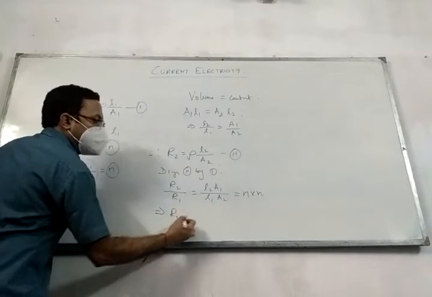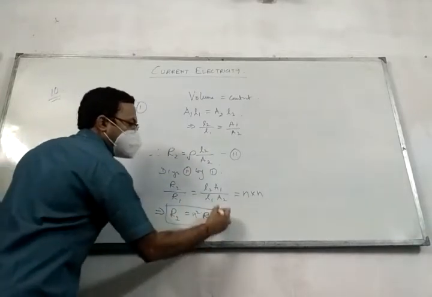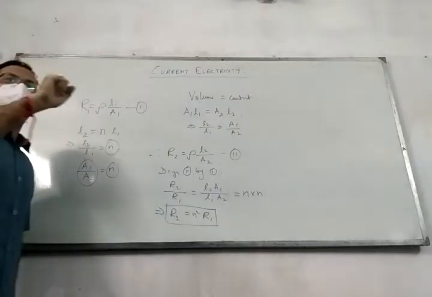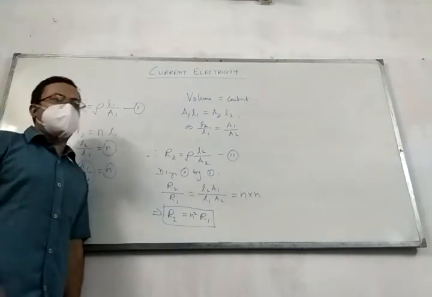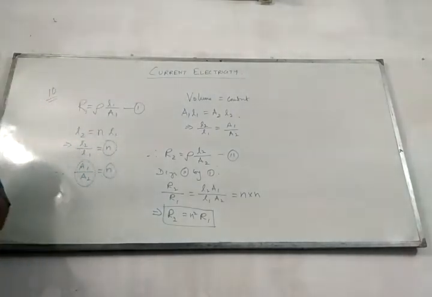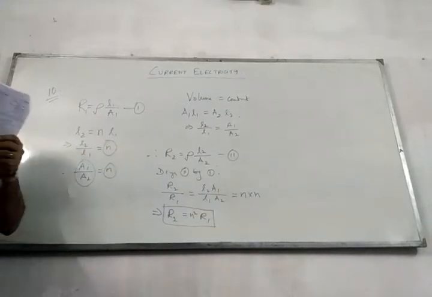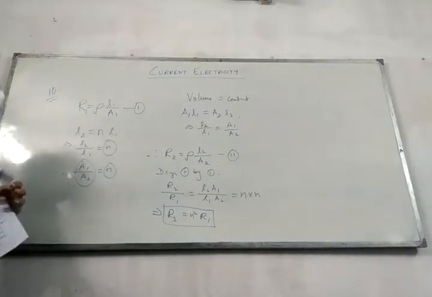That means R2 equal to n squared R1. This is the general formula for stretch. So if it is stretched to double, it means the resistance will become 4 times. If it is stretched to 3 times, the resistance will become... oh no, stretched to double, এটা ডাবল আছে তাহলে 4 times। আর পরেরটা radius is half, সেটা একটু ঝামেলা হবে। কেন?